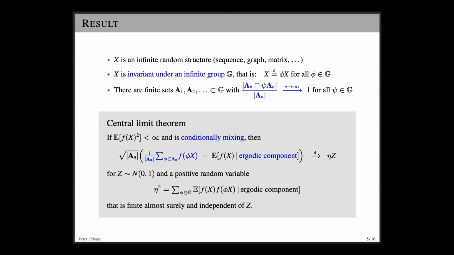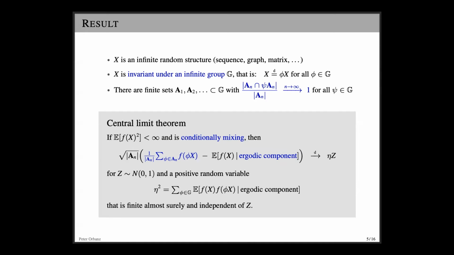In the central limit theorem, the convergence is to, again, a normal variable times the scaling factor. The scaling factor is now a random quantity, this asymptotic variance. We have an explicit expression for this. It looks like this in the general case.